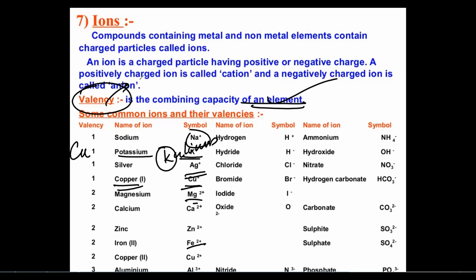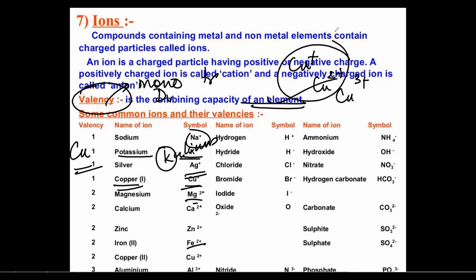Based on the valency, we can say monovalent, divalent, trivalent. Copper has Cu plus and Cu2 plus, and Cu3 plus is possible only in very rare cases. Mostly we have Cu plus and Cu2 plus. Cu plus is known as copper 1, and Cu2 plus is known as copper 2, with the Roman numeral.